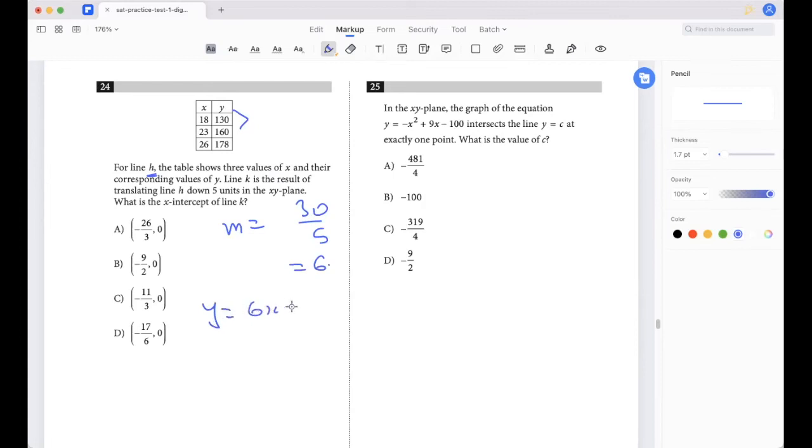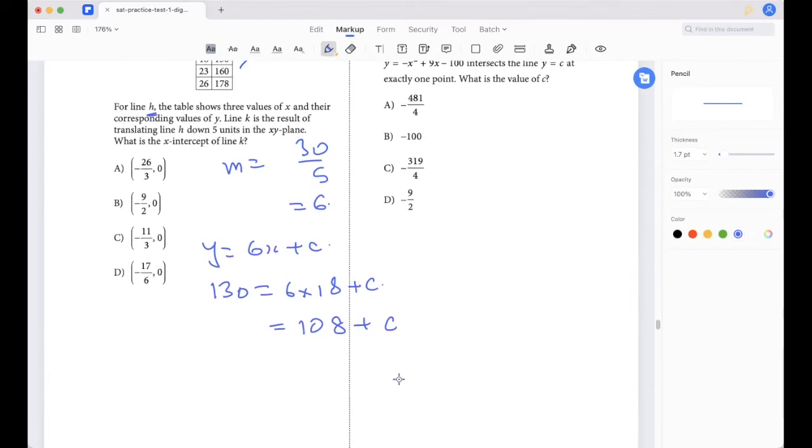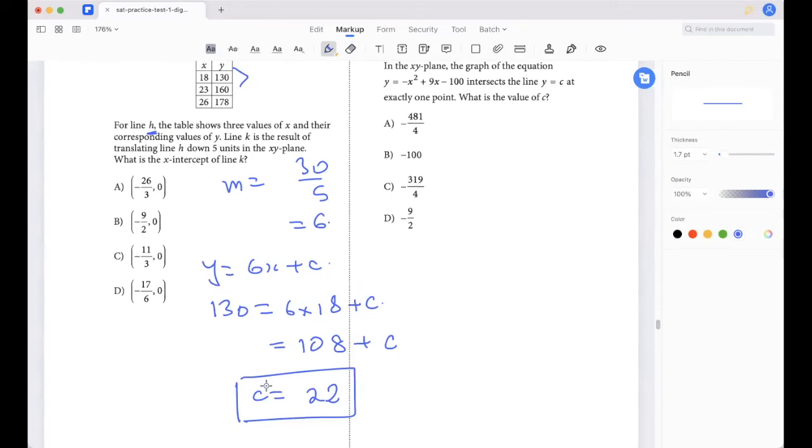So y is 6x plus c. So 130 is 6 into 18 plus c. 8 carry 4 plus c. So c would be 22, right? So the equation of line H would be y is equal to 6x plus 22, right?